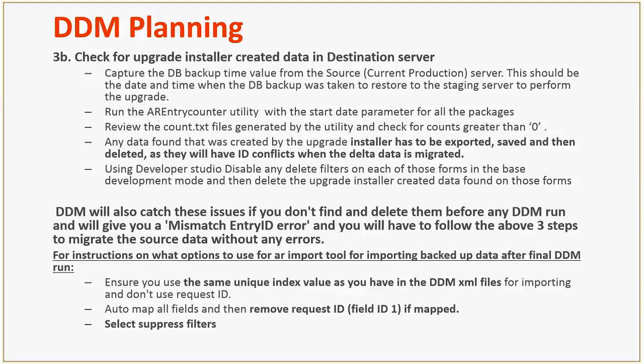Because if you don't proactively find additional data on the destination server, either added by your test data or added by the upgrade, and delete it, it's still fine. The only thing is you will have errors during DDM runs on these, which will be called mismatch entry IDs. DDM will give you those IDs which are conflicting, so you may have to go and either back them up and delete them, or just delete them, and then you can continue to do your DDM runs.